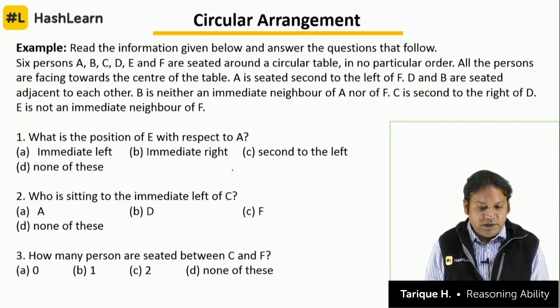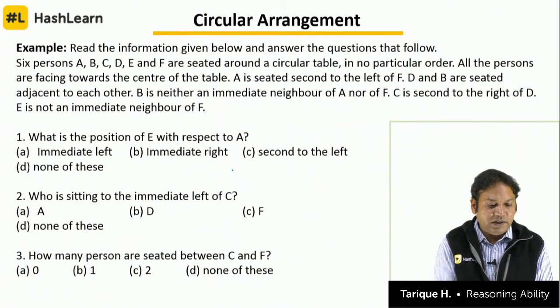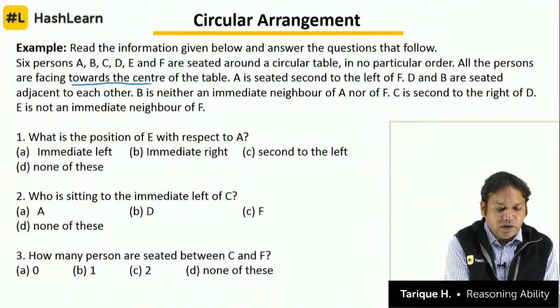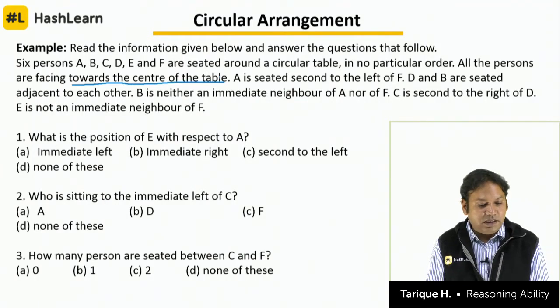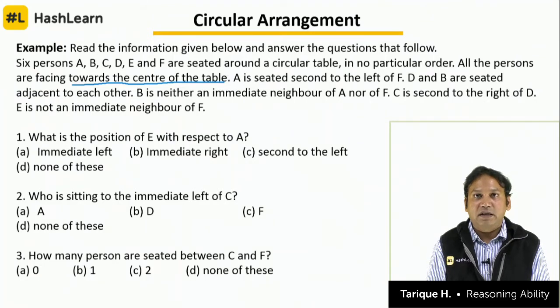6 persons A, B, C, D, E and F are seated around a circular table in no particular order. All the persons are facing towards the center of the table. A is seated second left of F, D and B are seated adjacent to each other, B is neither an immediate neighbor of A nor of F, C is second right of D, E is not an immediate neighbor of F. So there are 5 clues given to us. Based on that there are 3 questions, 1, 2 and 3. We have to solve and get the answer for these questions.